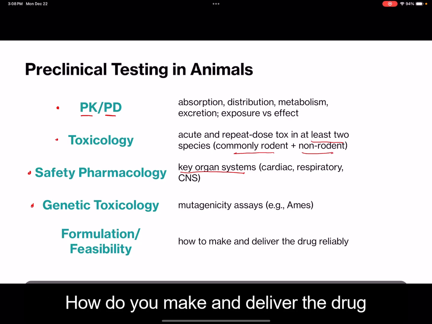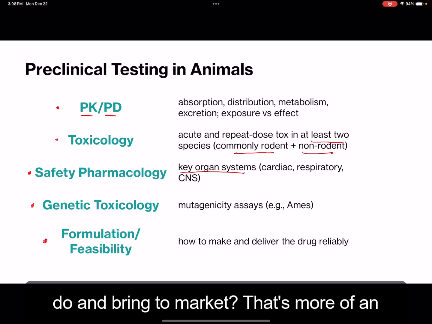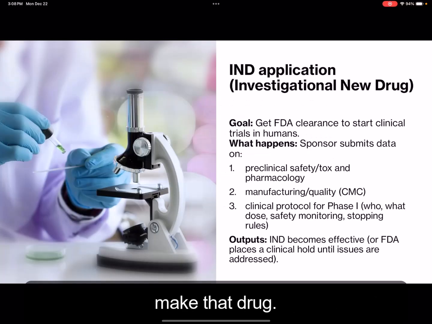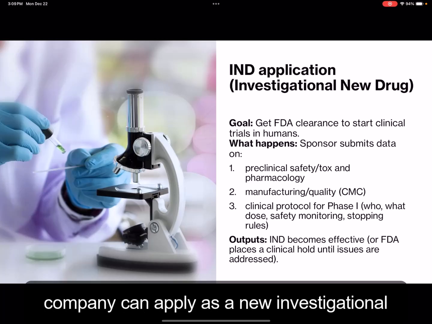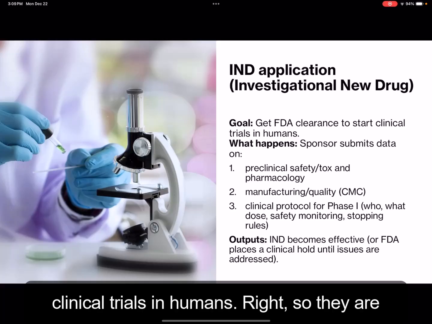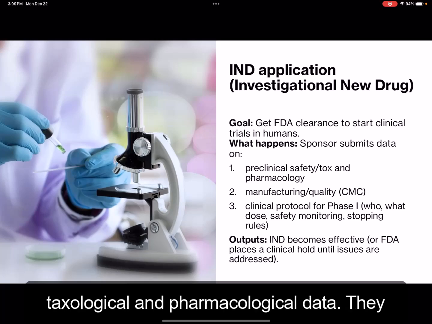How do you make and deliver the drug reliably? Is the formulation actually feasible to do and bring to market? That's more of an economic question for actually being able to make that drug. Okay, so if it passes the animal testing, then the company can apply as a new investigational drug to the FDA to get clearance to start clinical trials in humans, right? So they are going to submit all of their preclinical safety, toxicological, and pharmacological data.